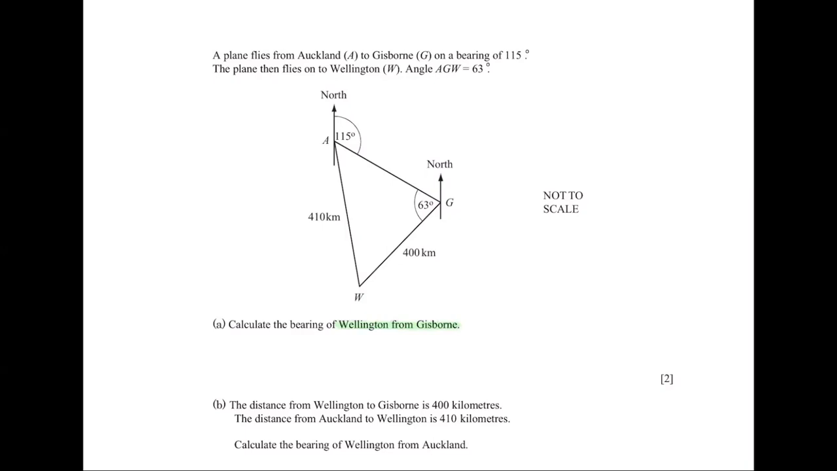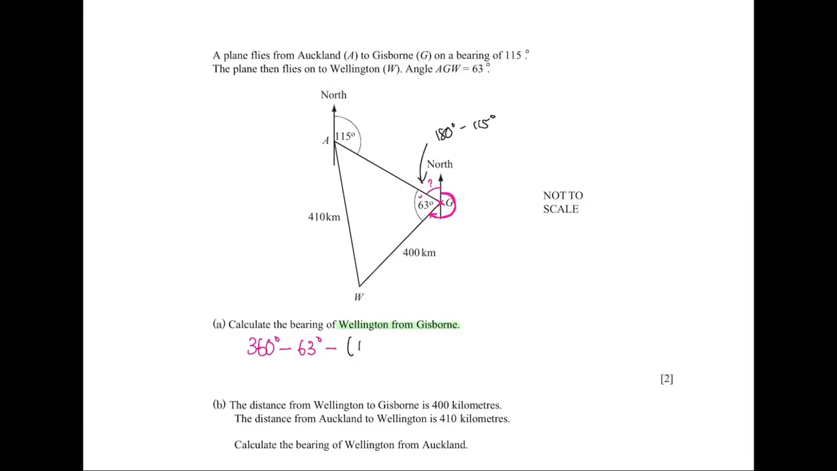We're going to find the bearing of W from G, and this is the angle we're looking for. How do we do that? We take 360 minus 63 minus this angle. So let's just take that first: 360 degrees minus 63 minus, and to get the question mark here, we're going to take 180 minus 115.